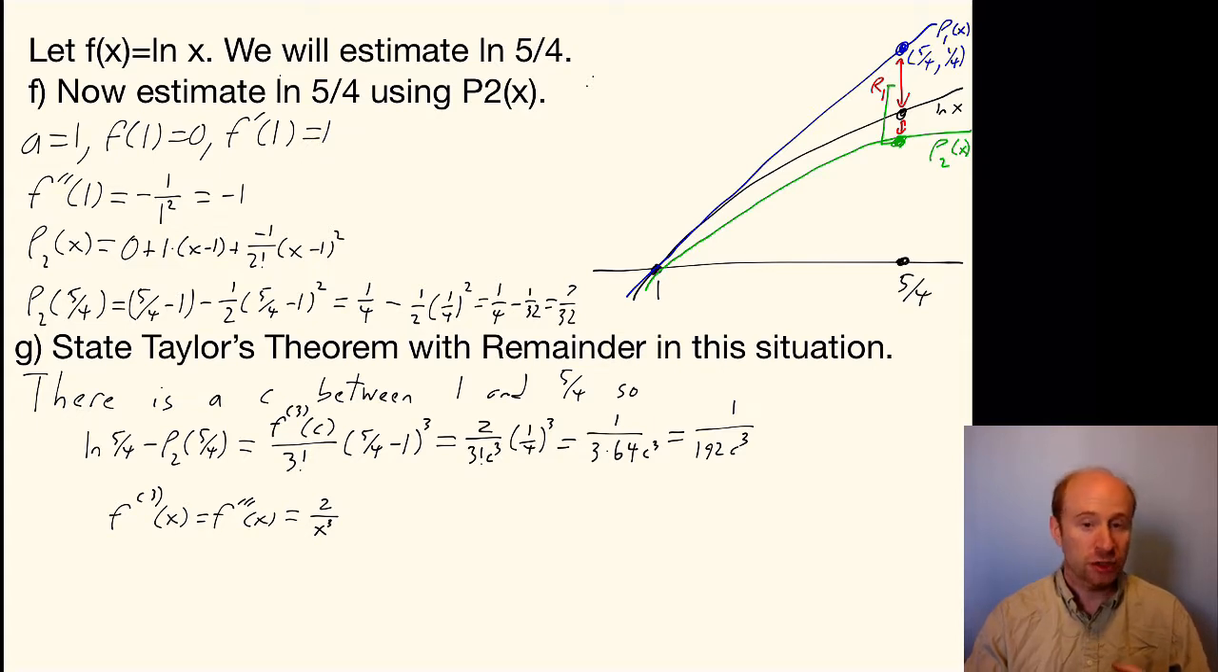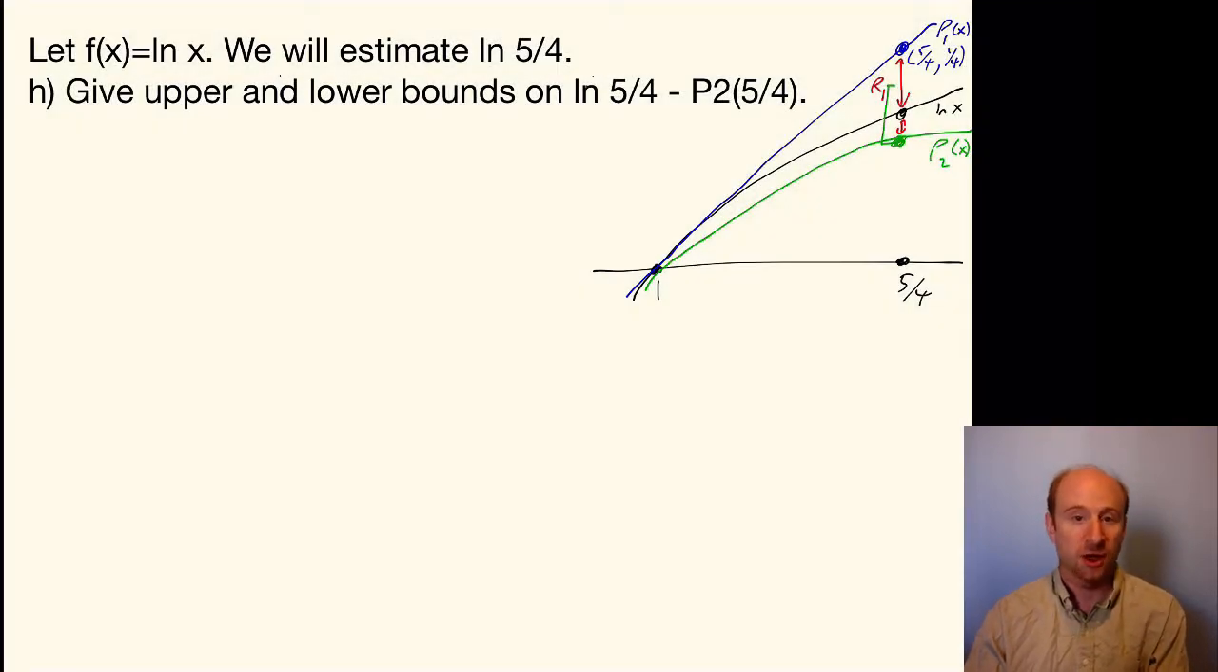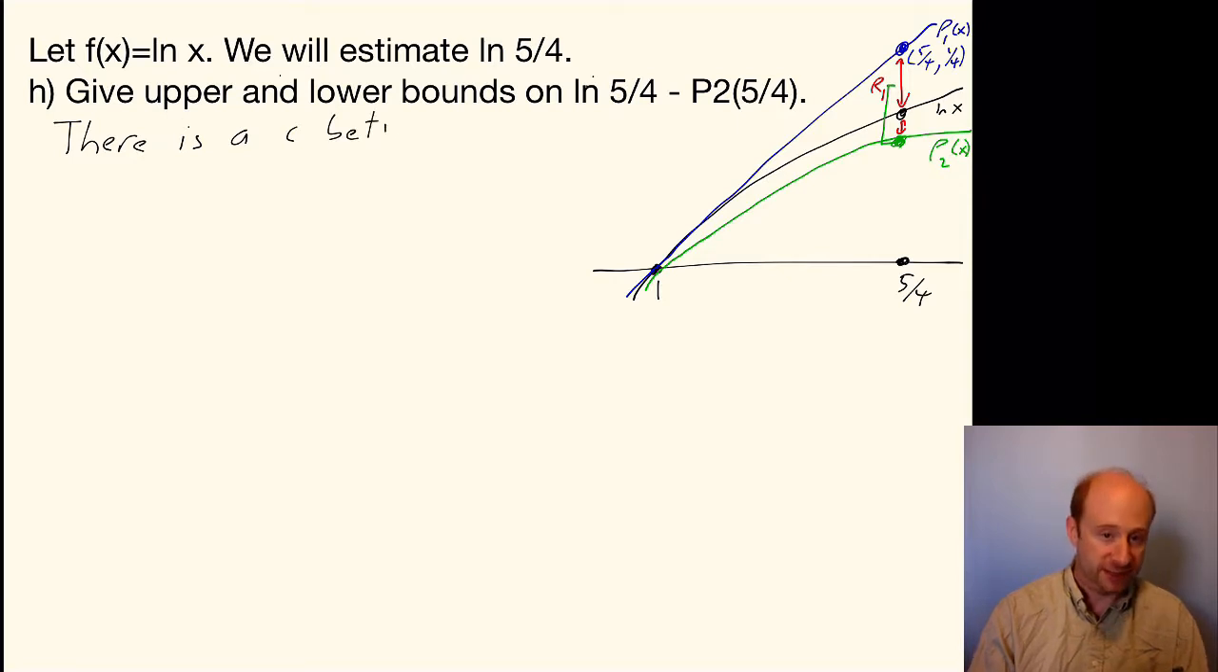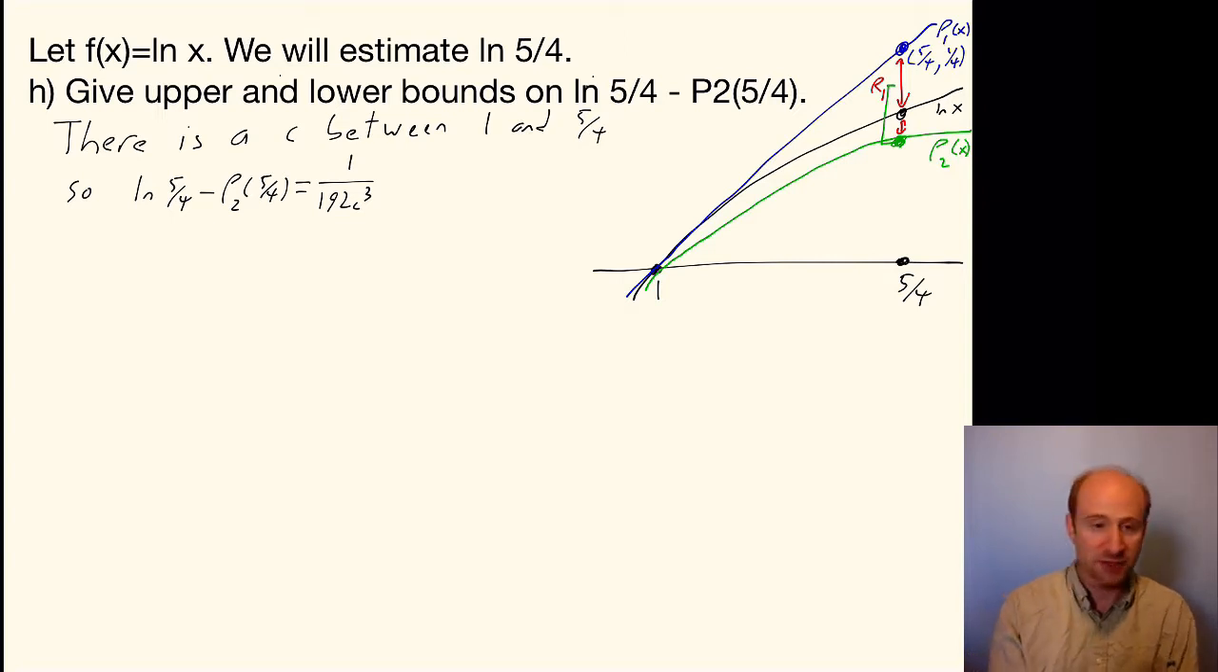And again, usually what we want to do with this, we don't care about c. What we care about are lower and upper bounds on the error. So again, to restate what we said on the previous page, there is a c between 1 and 5/4, so that log of 5/4 minus P2 of 5/4 is 1 over 192 c cubed. And we want to know what is the biggest and the smallest that 1 over 192 c cubed can be when c is between 1 and 5/4.